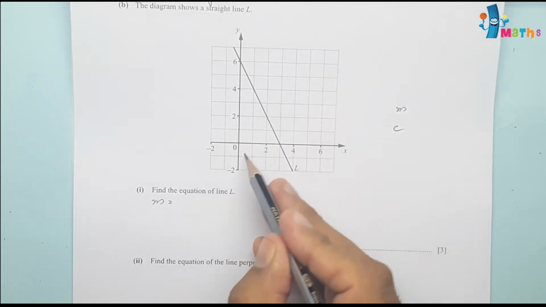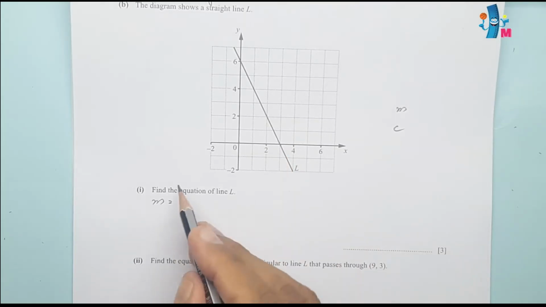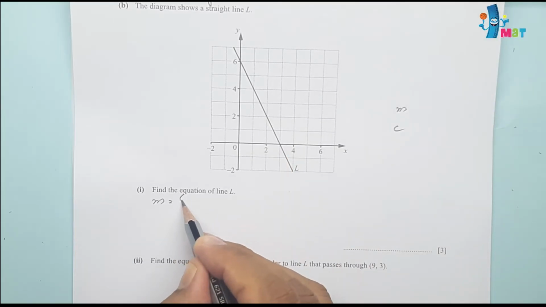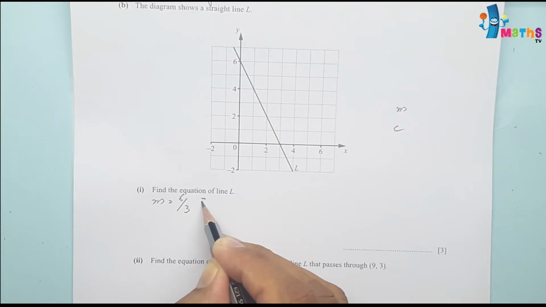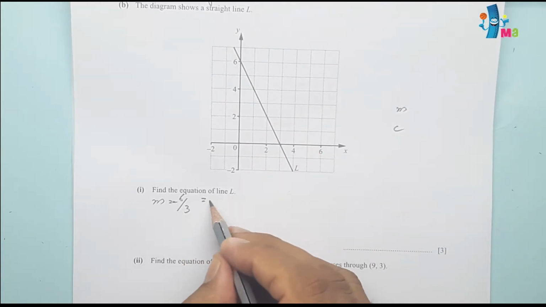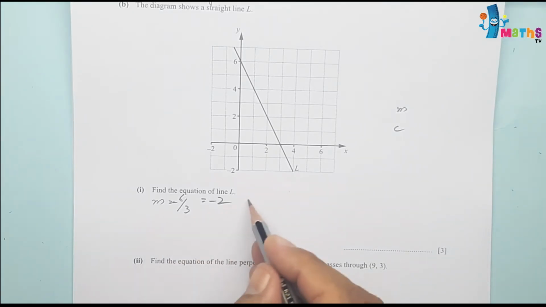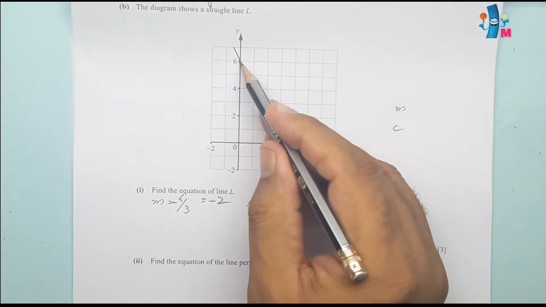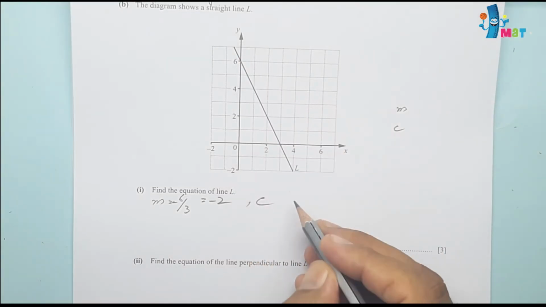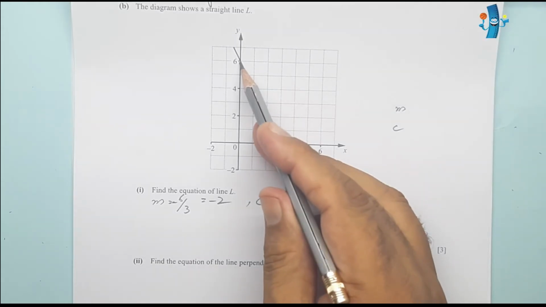So rise is 6 units and run is 3. So it is equal to 6 divided by 3. This is going down, so this will be minus. So minus 2 will be the gradient or slope, and the c value is 6 because the line is passing through the point 6 on the y-axis. So the y-intercept is 6.